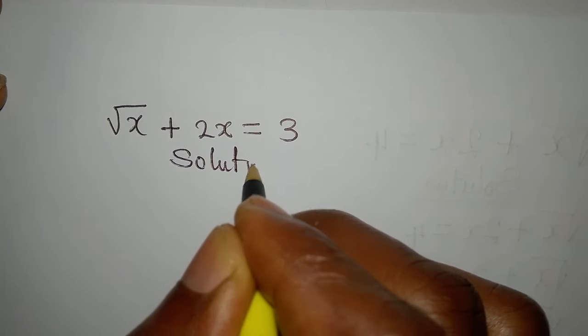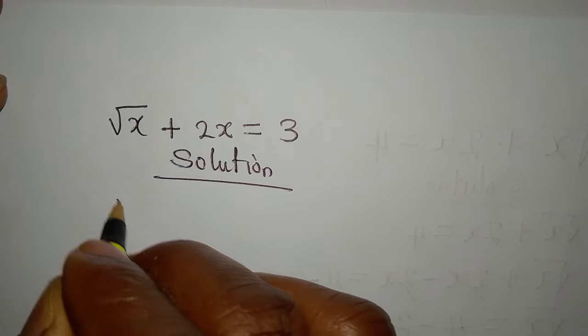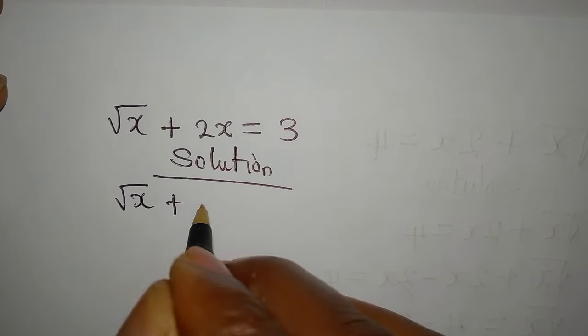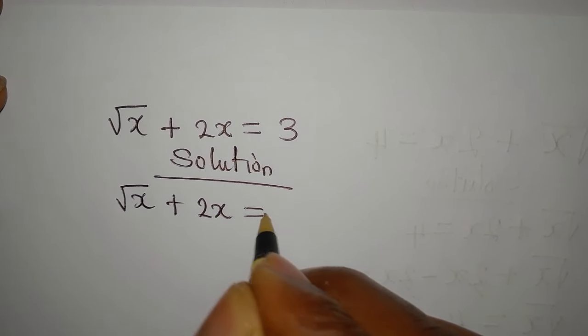Okay, let's provide a solution here. Square root of x plus 2x equals 3.